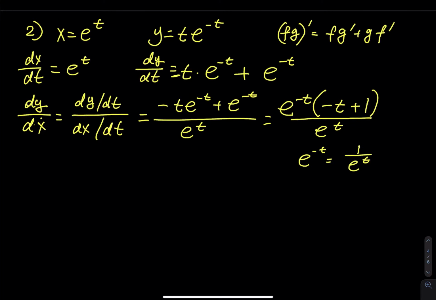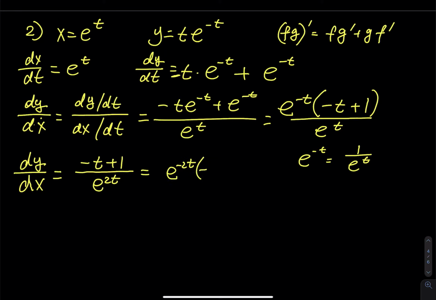So therefore, the first derivative is equal to, you bring an extra e to the t to the denominator. So e to the t times itself is e to the t plus t, which is equal to e to the 2t. And then we have negative t plus 1 on top. For the next part, I don't want to apply a quotient rule. I'm trying to make my life easier. I will just do e to the negative 2t times negative t plus 1. I will use this to take the next derivative because I don't want to apply quotient rule.